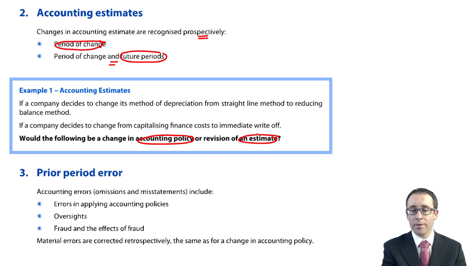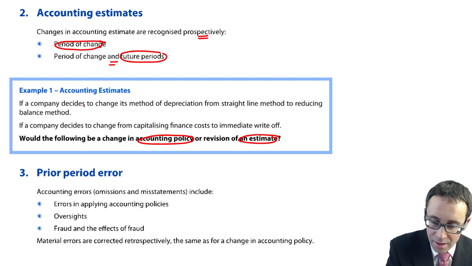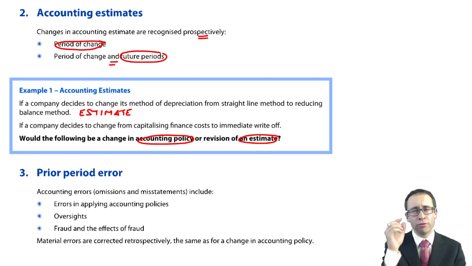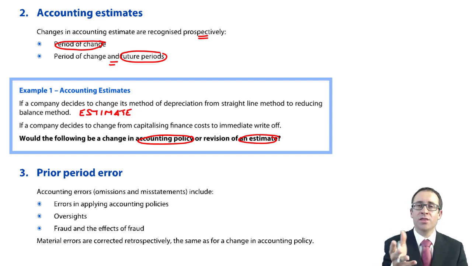So the first one, if a company decides to change its method of depreciation from straight line to reducing balance, remember that is not a change in accounting policy. It is a change in accounting estimate. The policy is to depreciate. Okay, we're not changing the presentation, we're not changing the recognition. The measurement is still the same because we're still measuring the full cost of the asset through profit or loss. We're just estimating a different way of showing it.